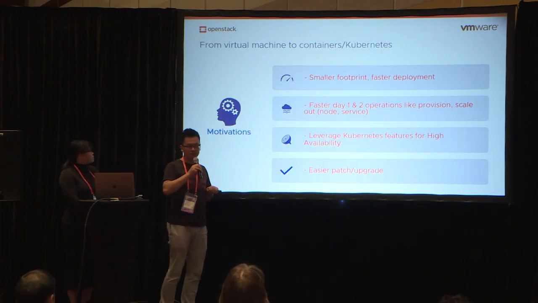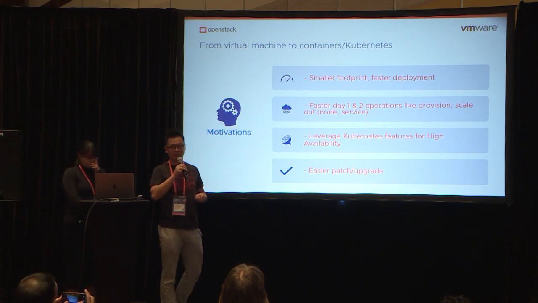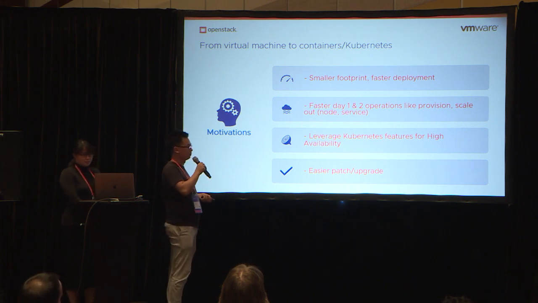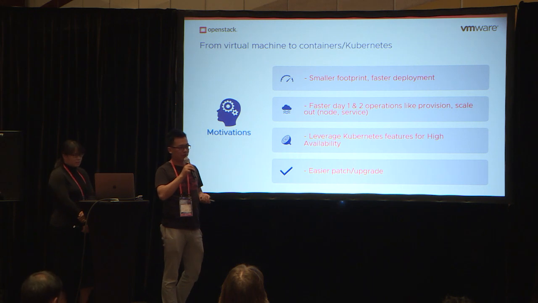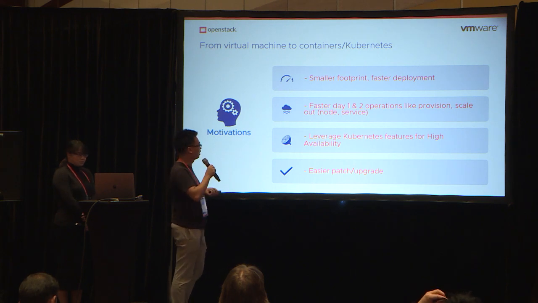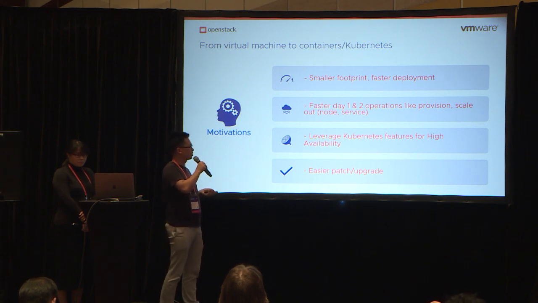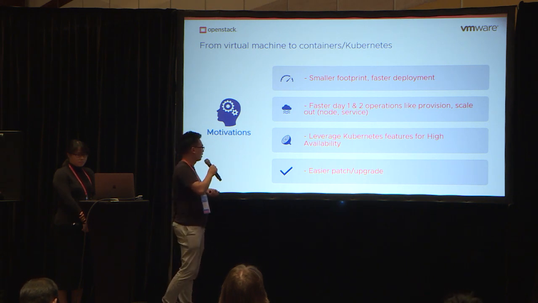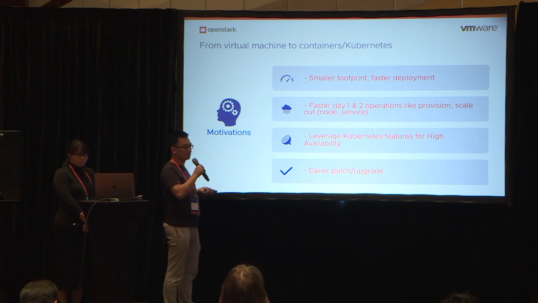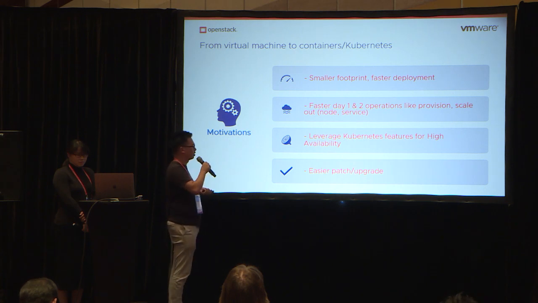So why are we moving to Kubernetes? First of all, Kubernetes is very popular recently because everyone is talking about Kubernetes. It has a small footprint, and we can have faster day 1 and day 2 operations like provisioning and scaling out, and it provides an easier way to scale out the services. Kubernetes can also help us do easy upgrades or patches. So these are all the motivations.